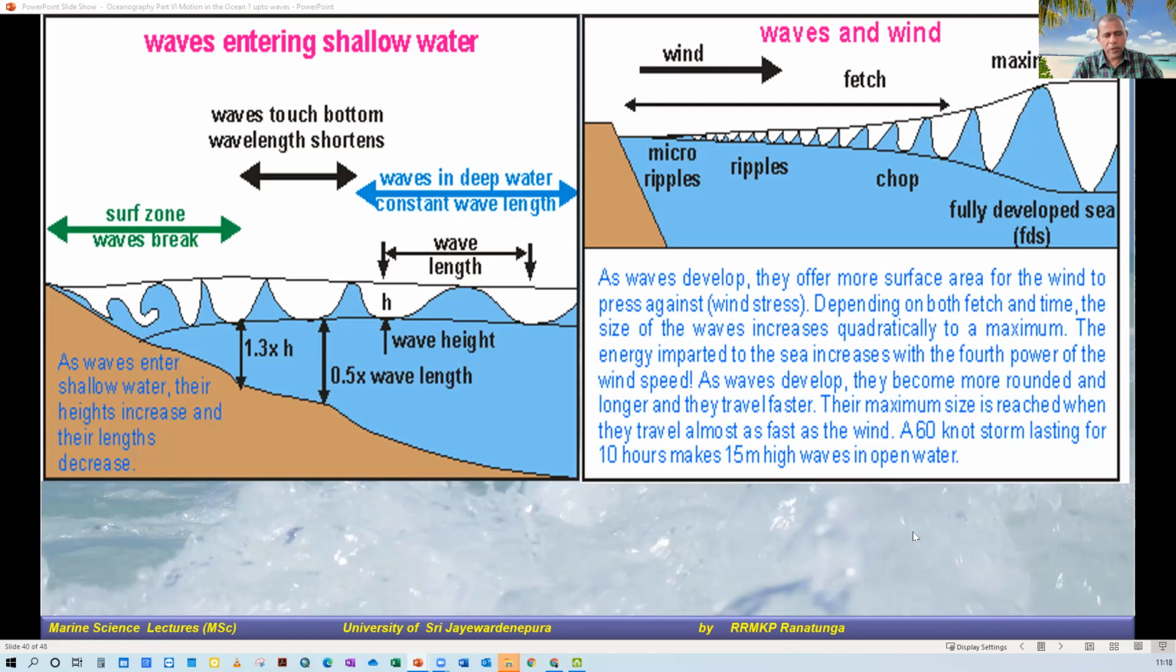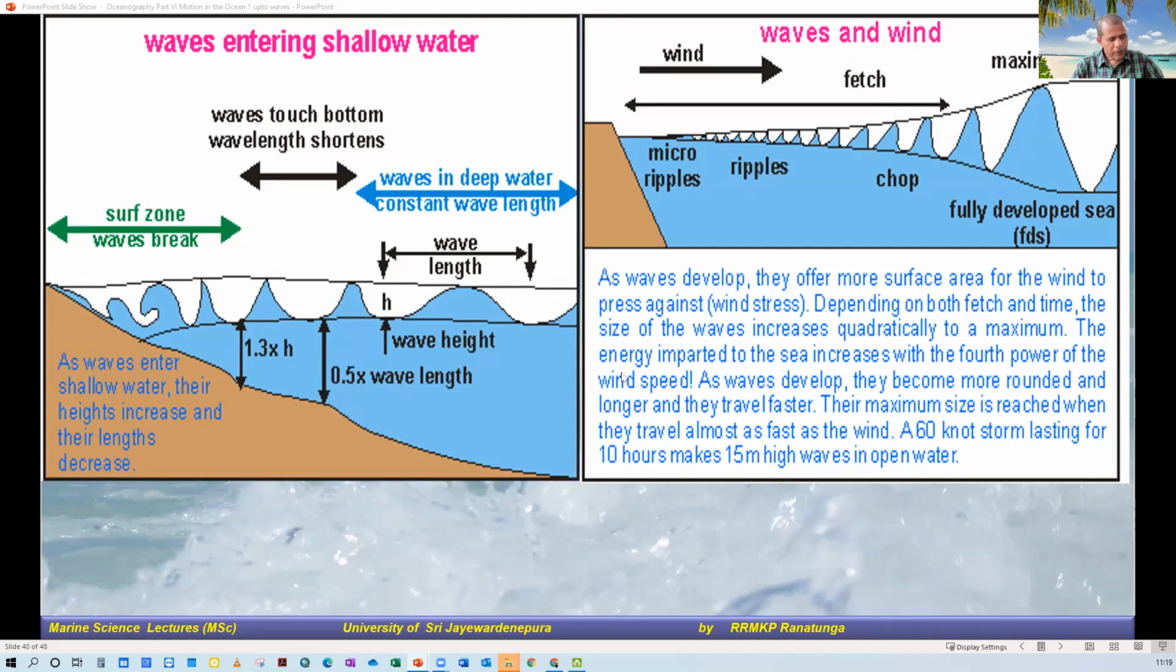So now you have some idea about these waves, how they are formed, and what happens to them when they reach the beach, when they ground, right? So as you can see, the wavelength is longer towards the offshore, but the wavelength becomes smaller and smaller when they reach the beach.